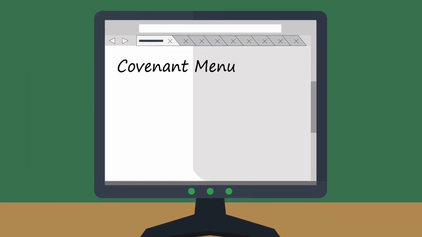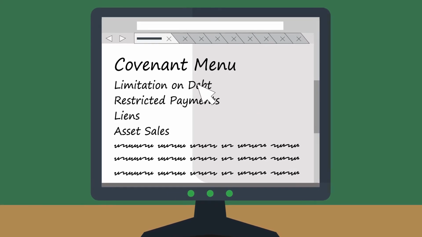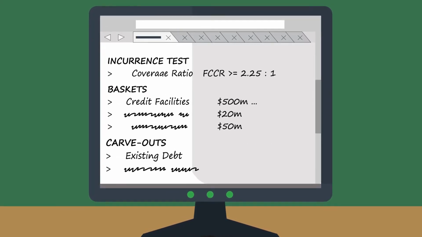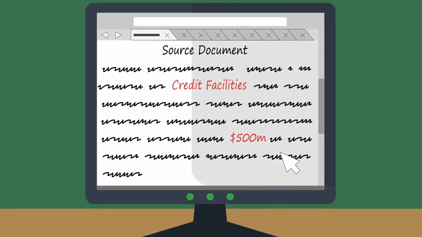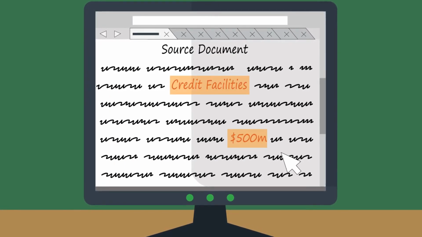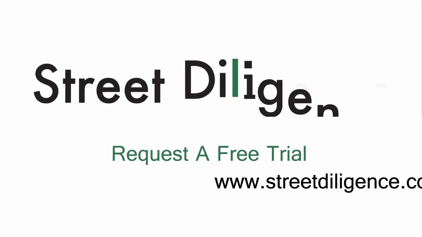Hello covenant menu. Use the covenant menu to instantly navigate to a particular covenant, ratio, basket, or carve-out. Drill down into the details and easily access the source documents without losing your place. Goodbye, painful due diligence. Hello, Street Diligence.